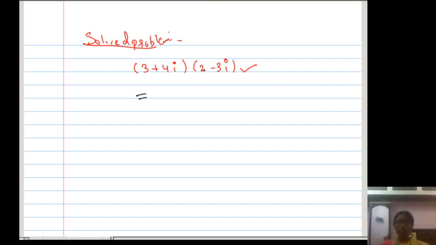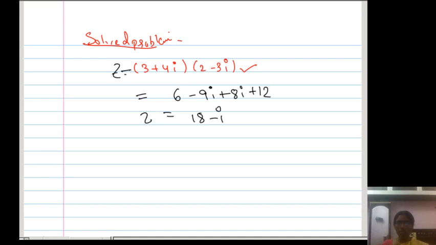First, 3 plus 4i into 2 minus 3i. Do the product: 3 into 2 is 6, minus 9i, plus 4i into 2 is 8i, plus 4i into minus 3i is minus 12 i square. I square is minus 1, so minus into minus is plus 12. Finally, what is your answer? 12 plus 6 is 18, minus i. This is the given complex number Z.